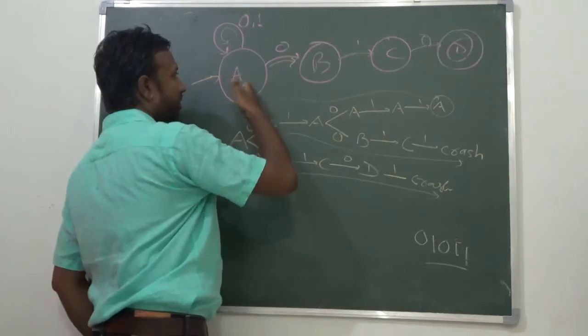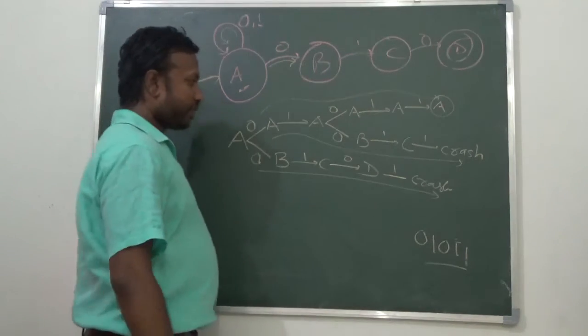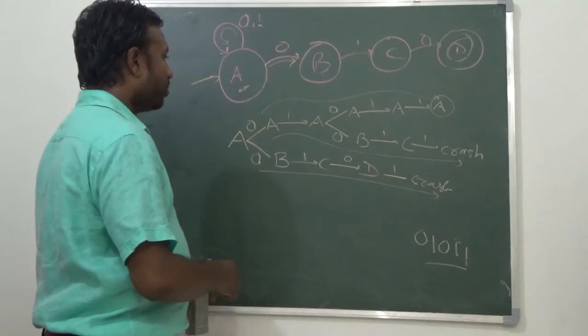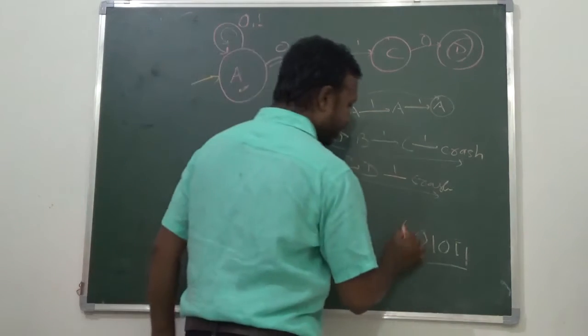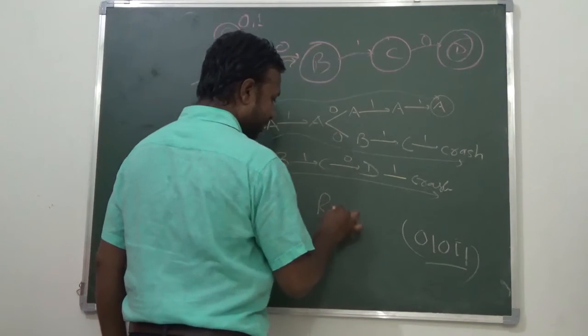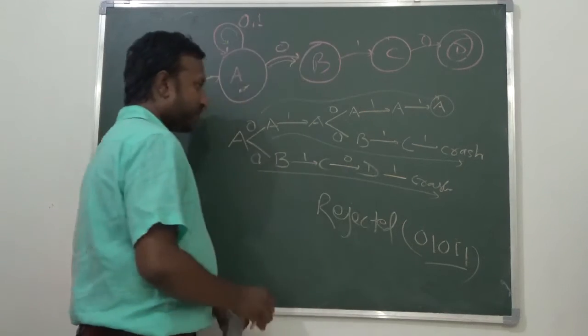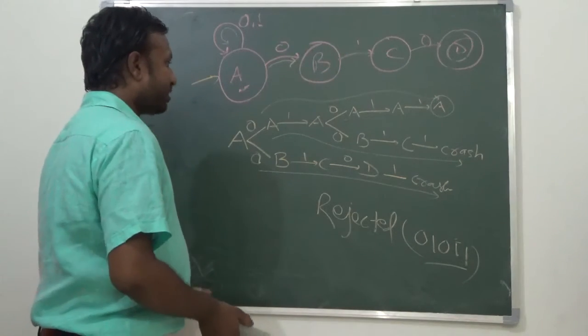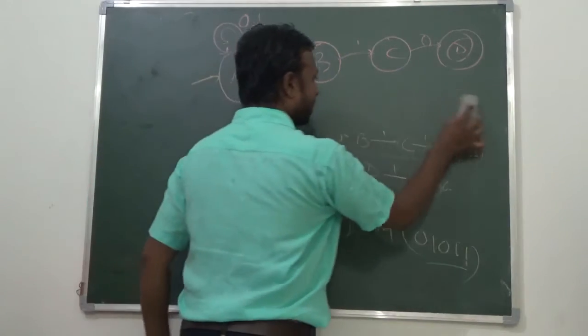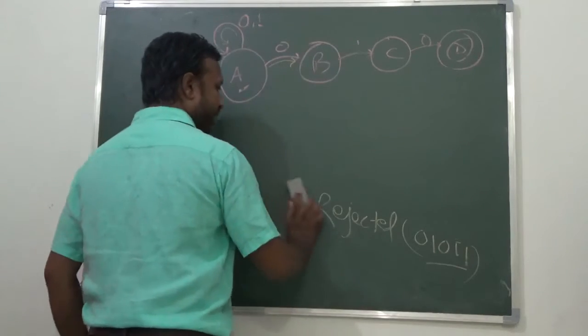The machine is not going to the final state, right? So in this case this input should be rejected, right? Now let's take another example to analyze what kind of string it is going to accept.